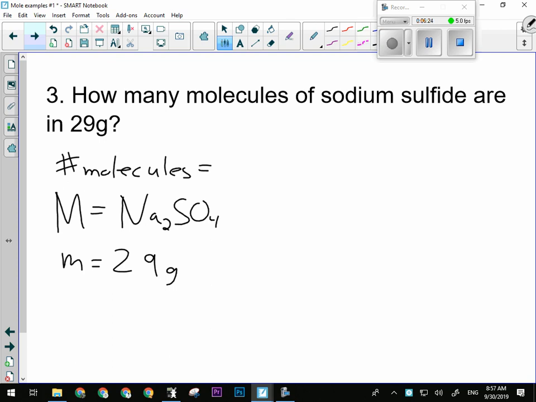So I have little m, and I have the ability to get big M, because I know what the material is. So let's get big M first. We're going to have 22.99 times 2, plus 32.07, plus 16 times 4.